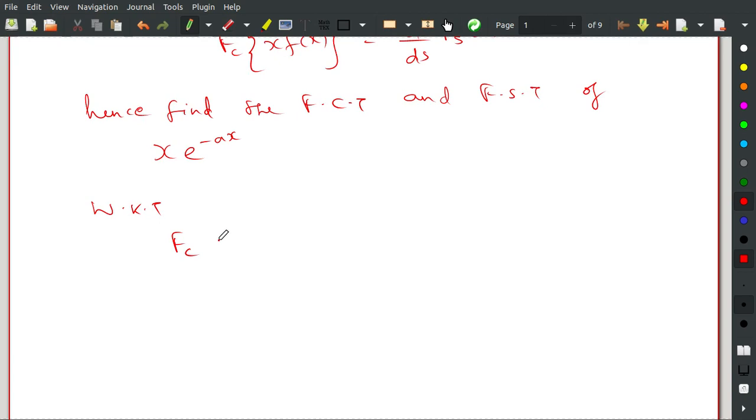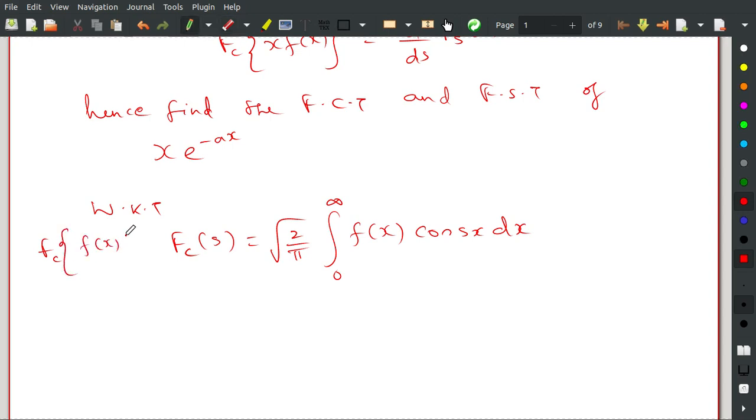Fourier cosine transform equals root 2 by pi integral 0 to infinity f of x cos sx dx. Okay, and this is nothing but the Fourier cosine transform of f of x. Okay, so next, what we are going to do is differentiate this with respect to s.